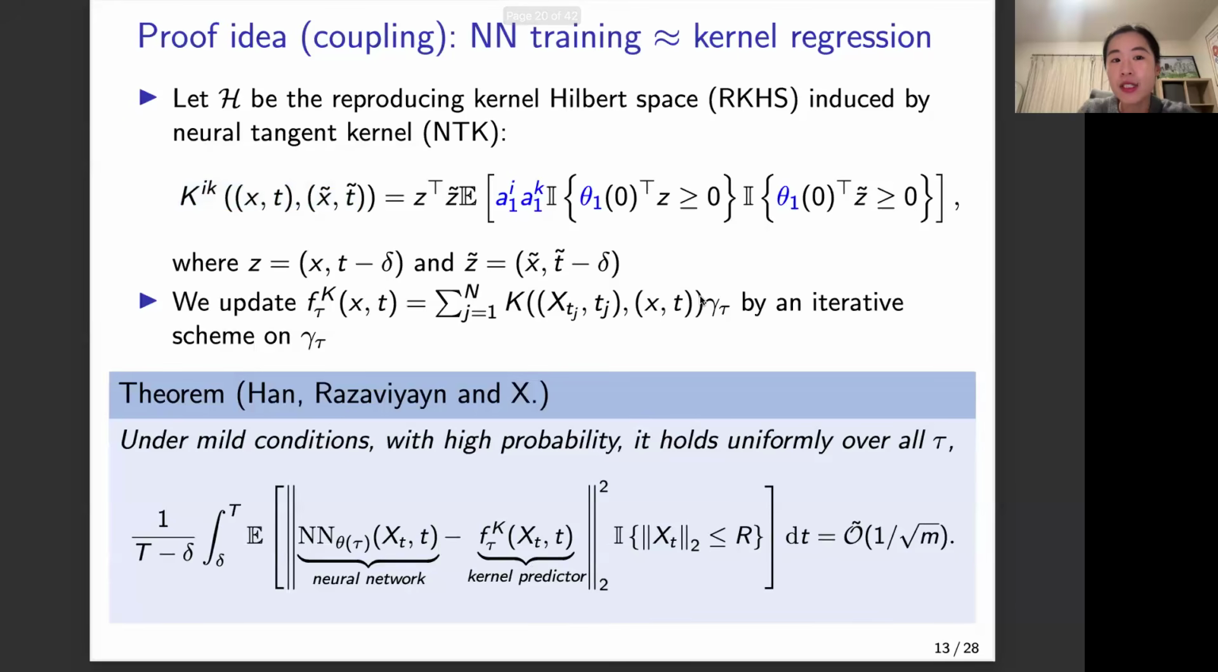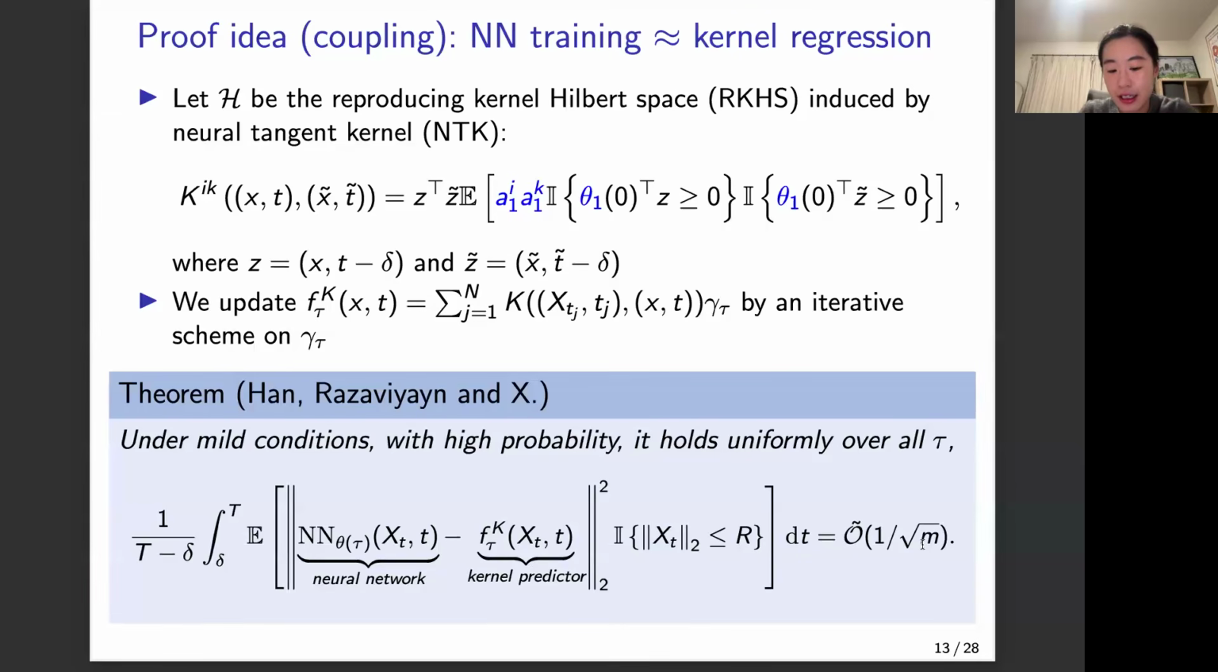So we can see that how we specify the neural tangent kernel really depends on the neural network architecture. We couple the neural tangent kernel with the neural network in a very specific way so that we can control the closeness of our neural network at iteration tau and the kernel predictor at iteration tau. So we couple them to make sure that they stay close enough to each other. And the closeness between these two approximators is controlled by the width of the neural network. So M would be the width of my neural network.